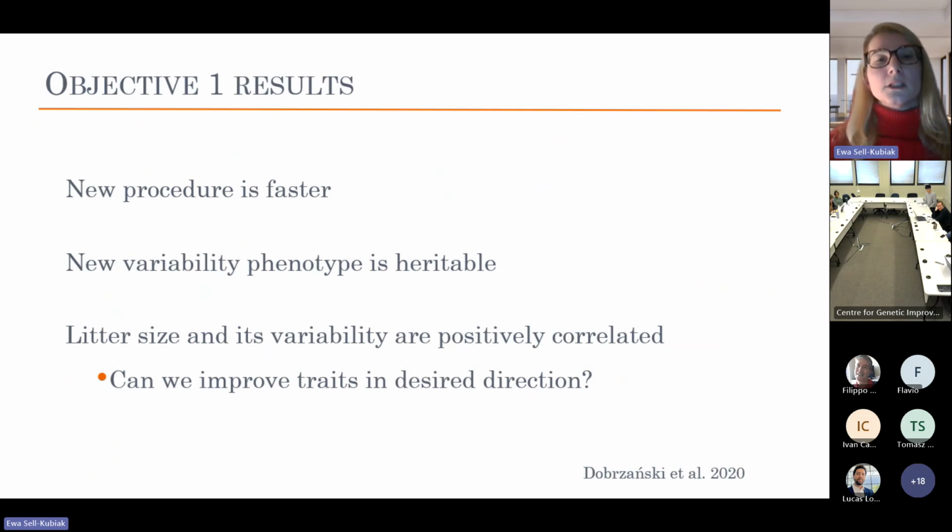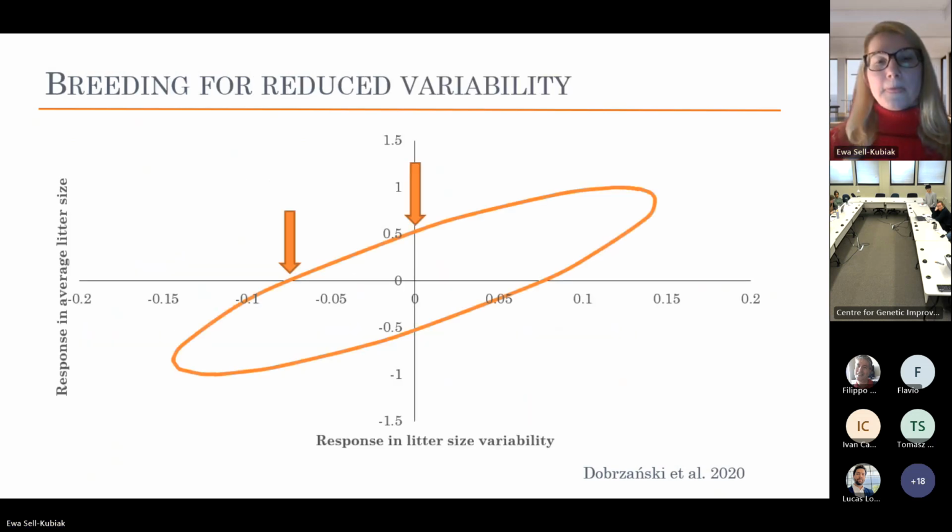And I again showed that there is a positive genetic correlation between litter size and its variability. So I wanted to make sure that it is possible to select the traits in a desired direction.